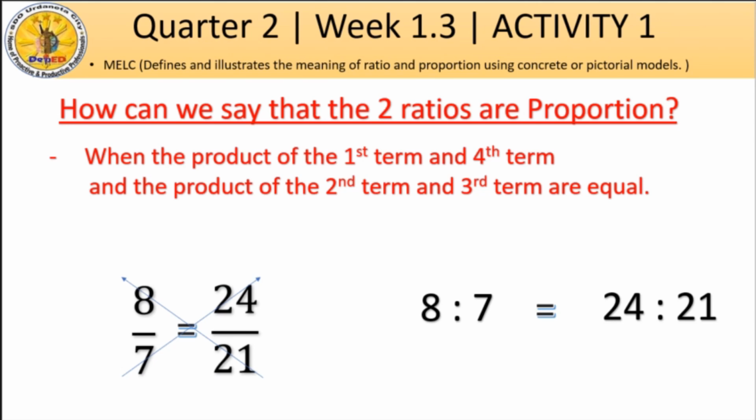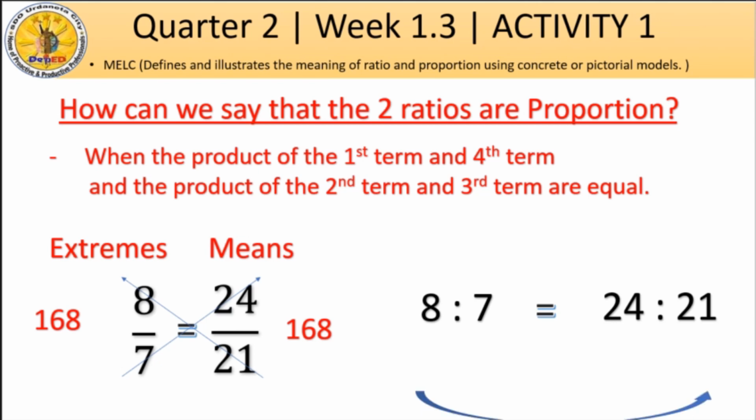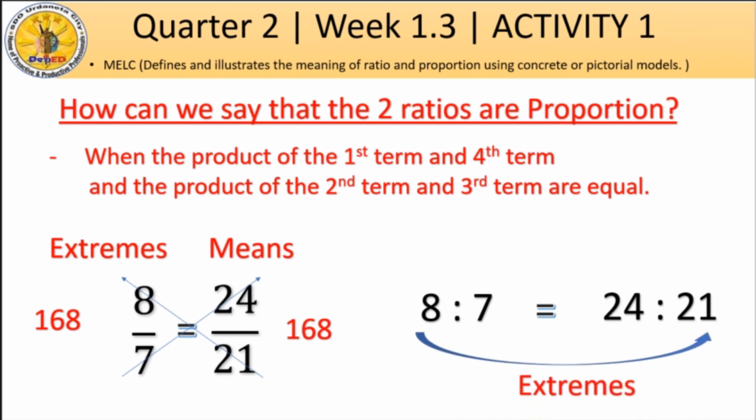How can we say that the two ratios are a proportion? We do cross multiplication, and the product of the first term and the fourth term and the product of the second term and the third term must be equal. In this example, if we multiply the extremes, 8 times 21, the product is 168. And if we multiply the means, 7 times 24, the product is 168. Since the two products are equal, then it is a proportion.